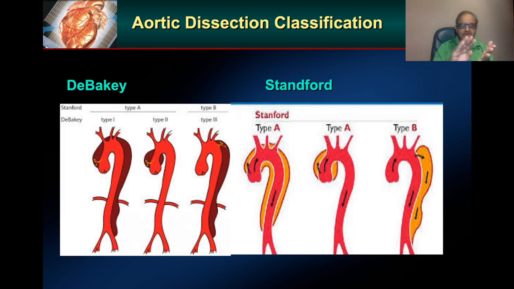And there is another classification, type 1, the involvement of the ascending aorta as well as the descending aorta. Type 2, involvement of only the ascending aorta. And type 3, involvement of only the descending aorta. The type 3 are further classified into type 3A and type 3B according to the involvement of the length of the aorta.